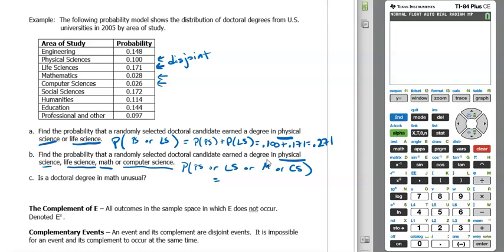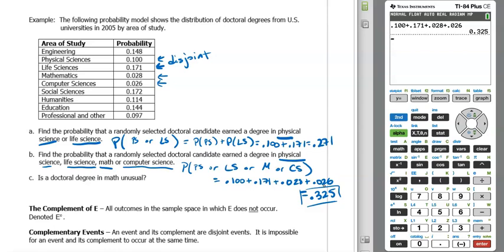We would add up all four, and so in this situation we want to add up the physical science probability plus the life science probability plus the math probability, which is 0.028, and then plus the one for computer science, 0.026. And I'm going to add up those on the calculator here, and that gives us 0.325 as the probability for this combination of events.